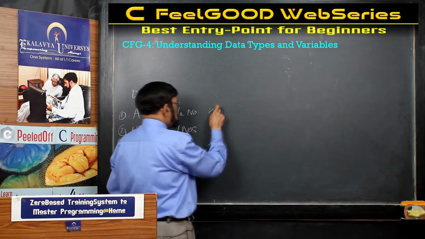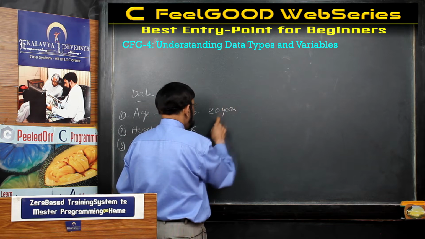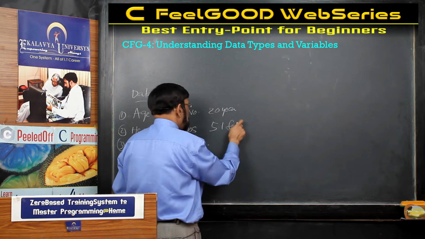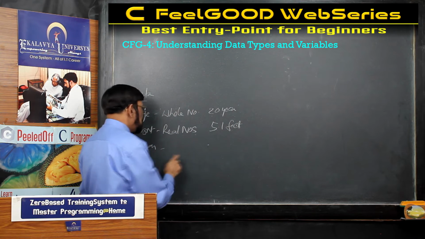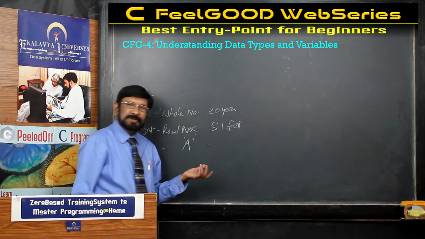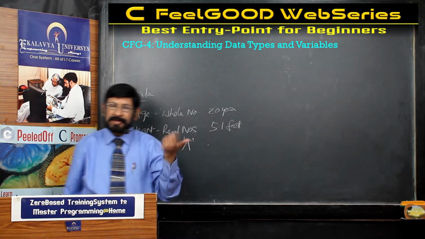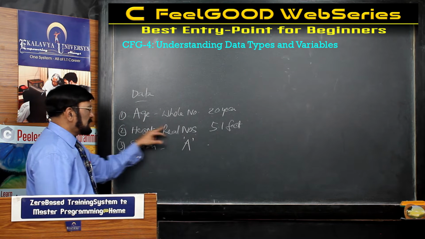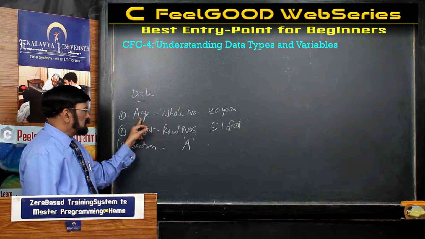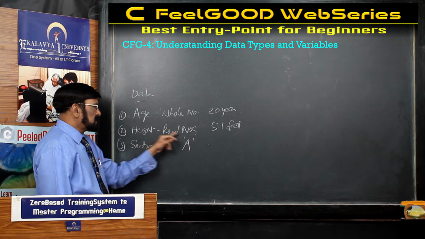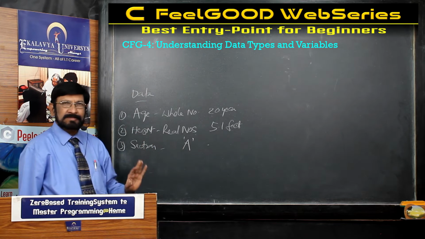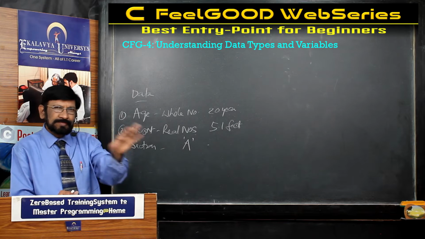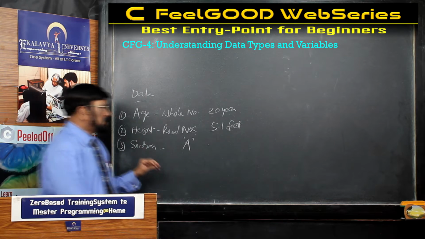Example I am telling you. 20 years. 5.1 feet. Okay. Now, as far as section is concerned, A section, B section, single character. Your grade, A grade, B grade, C grade, etc. So, if you take 3 data items, now this represents a whole number, this represents a real number, this represents a single character. So, only 3 basic data types, I am just introducing. That's why only 3 data items we take.